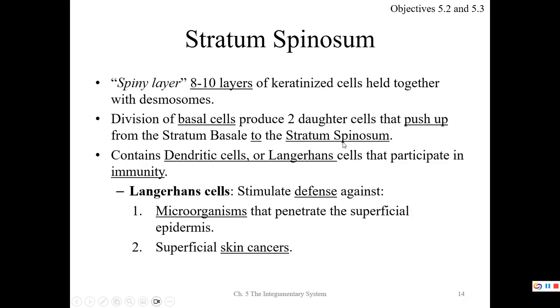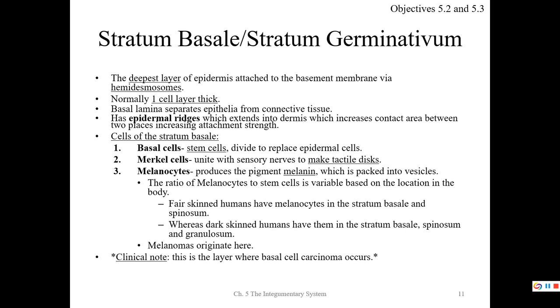Now, there is the spinosum. It is 8 to 10 layers of keratinized cells held together with desmosomes. We call this the spiny layer because the cells look spiny. When these cells divide, the two daughter cells push up from the basal to the stratum spinosum. What you might find here are dendritic cells, sometimes called Langerhans cells, and they participate in immunity. They defend against microorganisms that penetrate the dermis and against superficial skin cancers. So again, know what these cells do and which layer has the cells. For example, I might ask you which layer contains this cell, on a test.